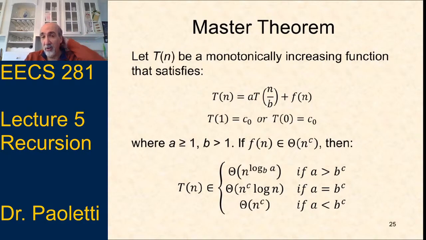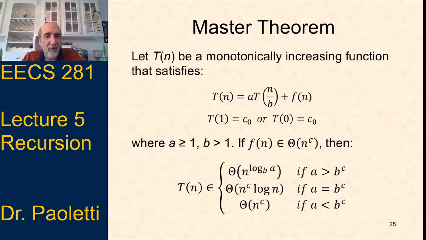Then it has to be in a certain form. So our form here is we've got to have T of n equals a times T of n divided by b plus f of n, some function of n. We have to have a base case. It doesn't matter whether the base case is T of 1 or T of 0, as long as it's T of a constant. It could be T of 3, T of 2. We just have to have a base case of a constant amount. So we have to eventually reach a base case.